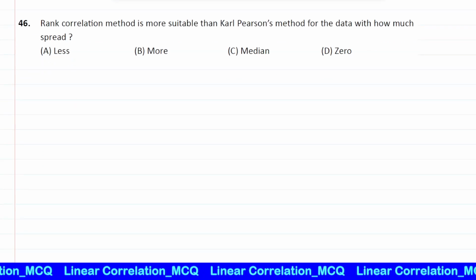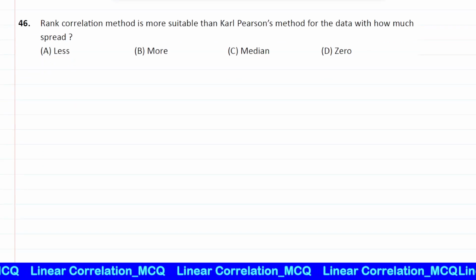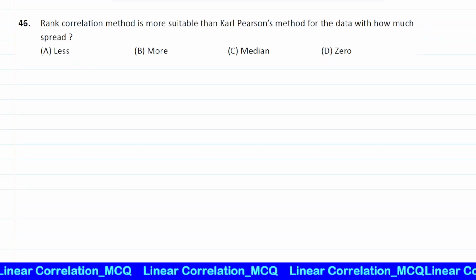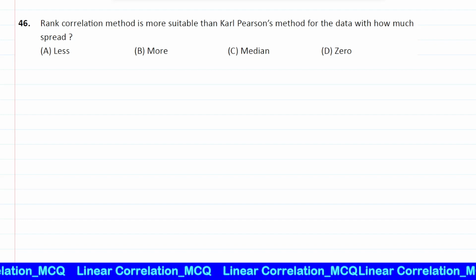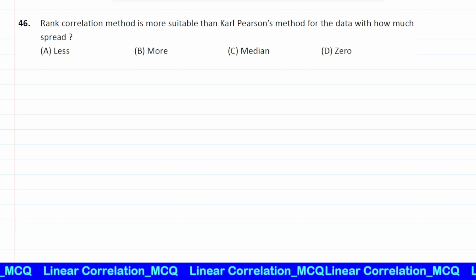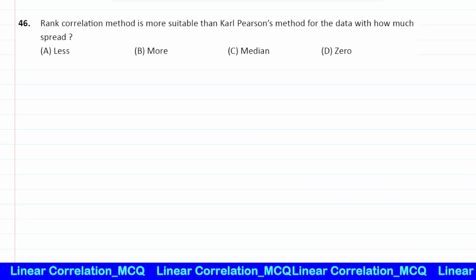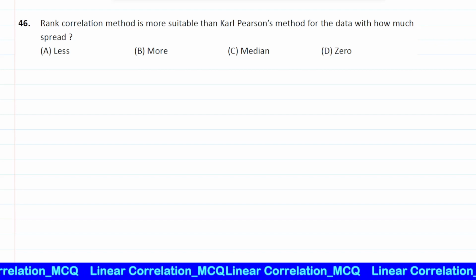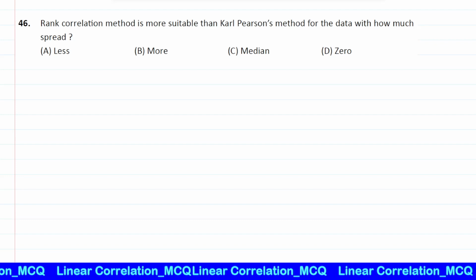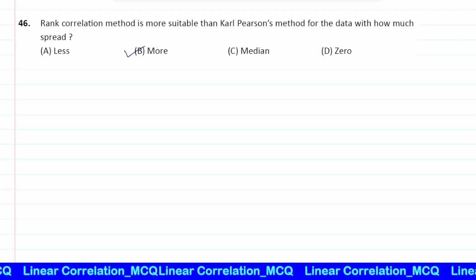Question 46. Rank correlation method is more suitable than Karl Pearson's method for the data with how much spread? We saw just now that when the dispersion between two values is more, then Spearman's method is very useful. So option B is correct.